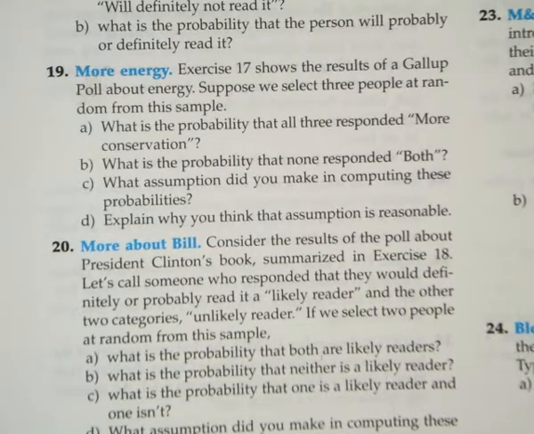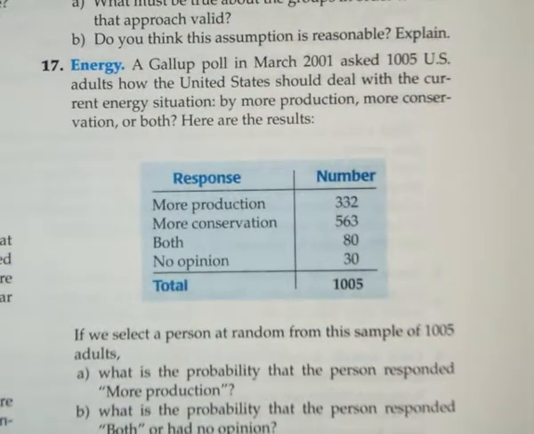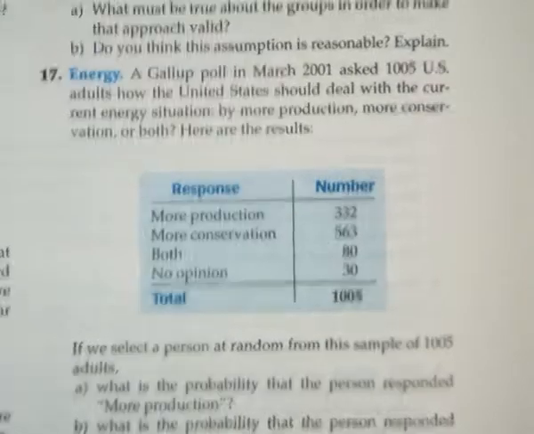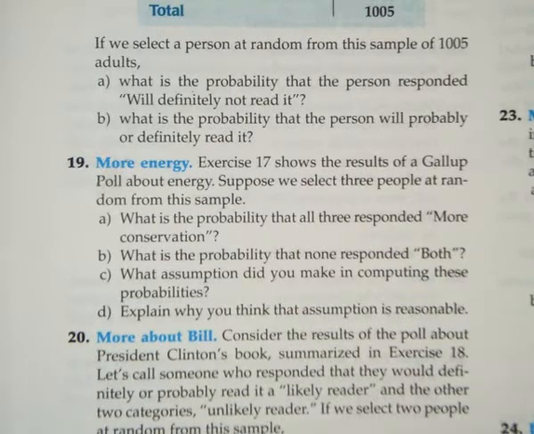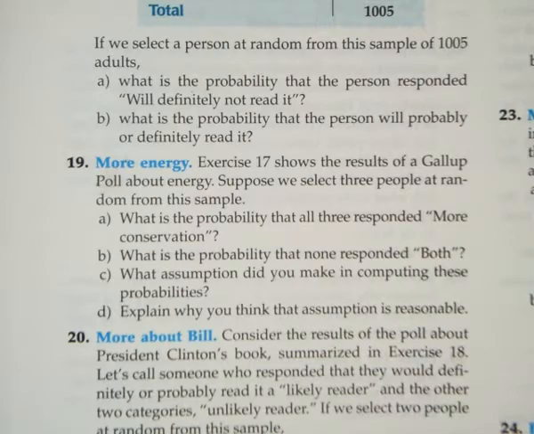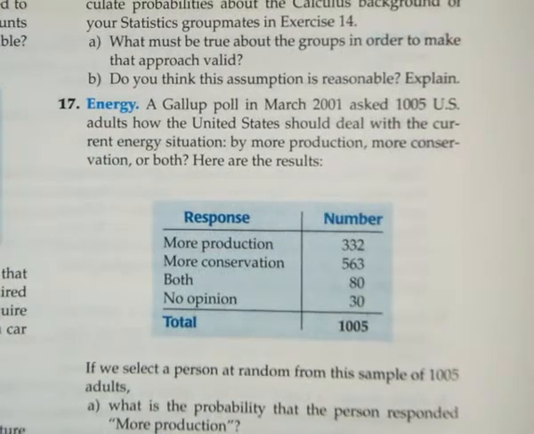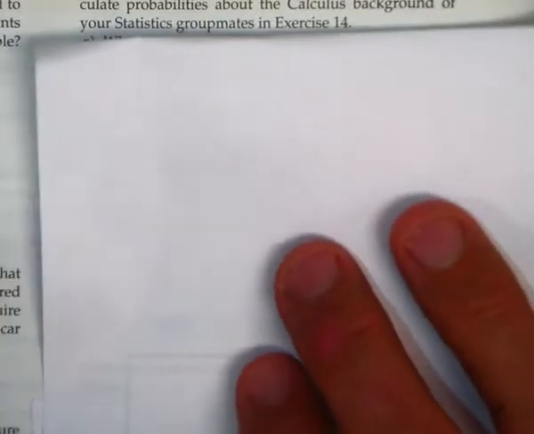Alright, so in problem 19 here, we're going to take the poll, these responses right here, and now what we're doing is we're going to select 3 people at random, and what is the probability that all 3 responded in each way. So what is the probability that all 3 responded more conservation?